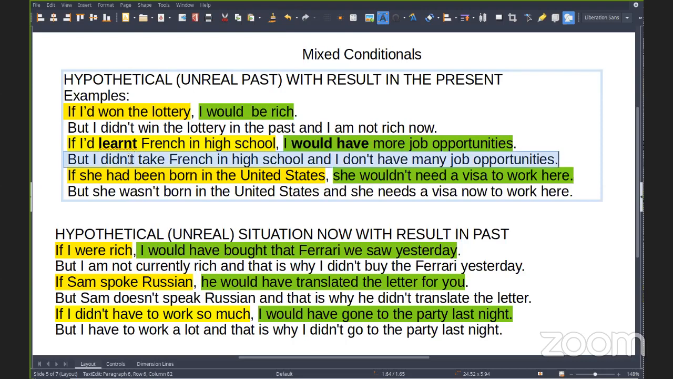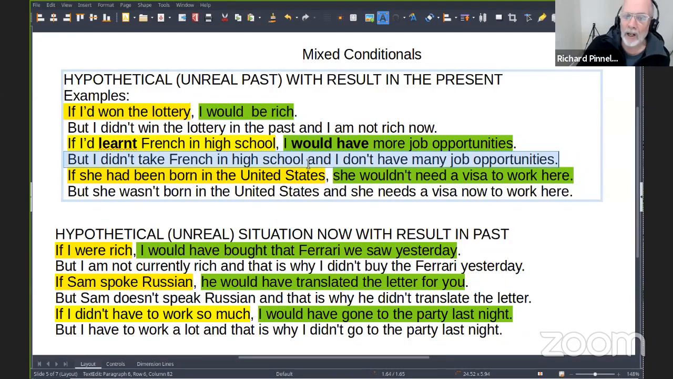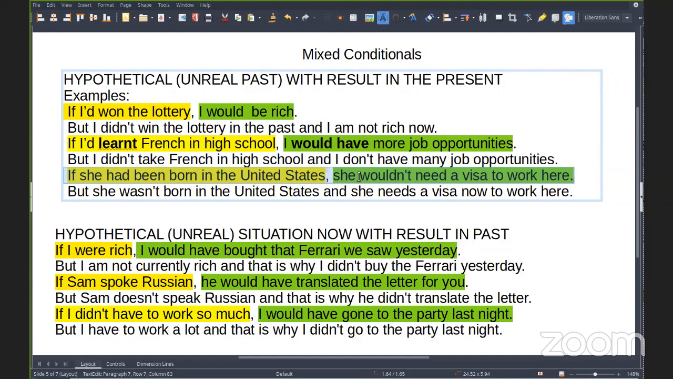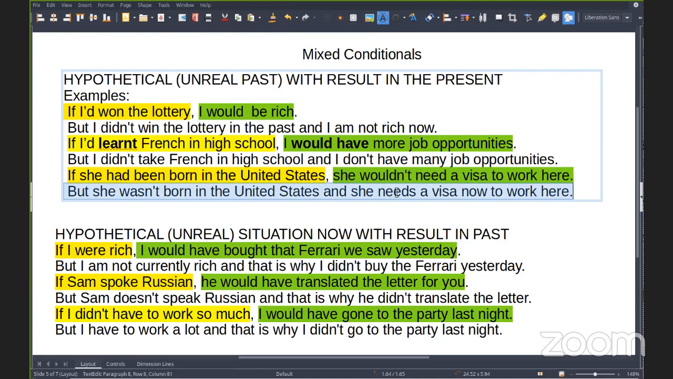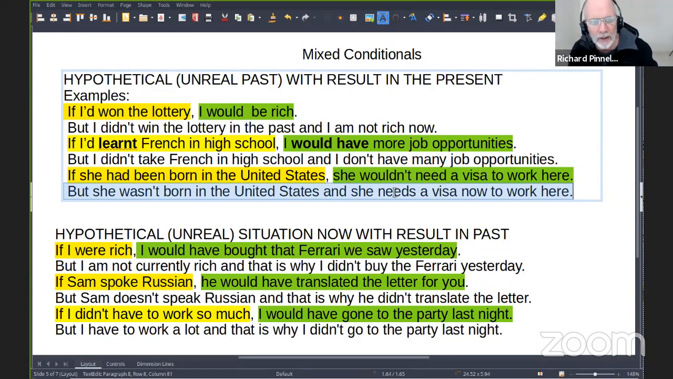I didn't take French in high school. I don't have many job opportunities. If she had been born in the United States, she wouldn't need a visa to work here. If she'd been born in the United States, past, she wouldn't need a visa to work here now. So the reality is she wasn't born in the United States, and now she needs a visa.